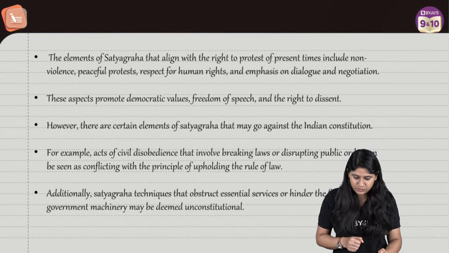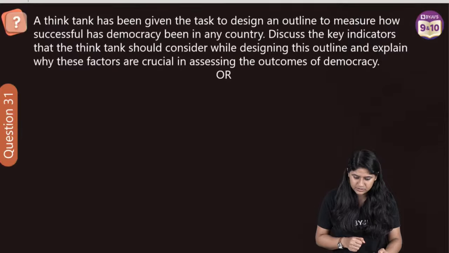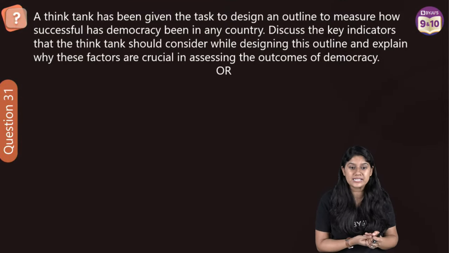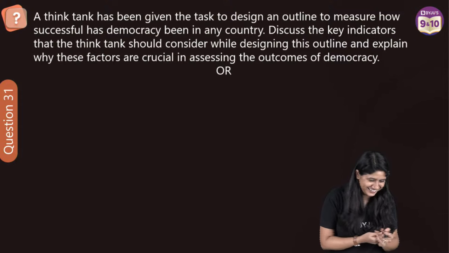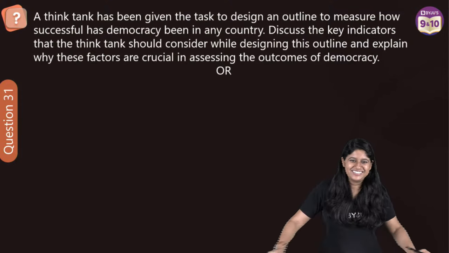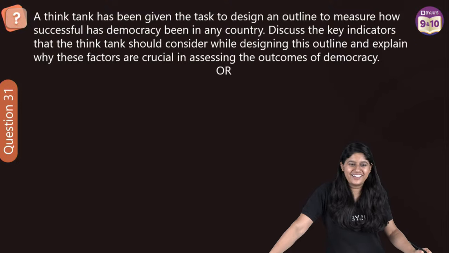Next question, everyone. We have a think tank. Think tank, aha. Yeah, this is us only. Okay, this is from the political science. I'm like, think tank? Okay, I'm calling Aishwarya ma'am. Yes. Yeah, XD lol.